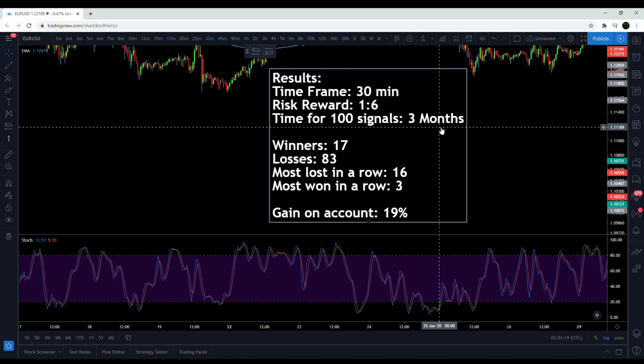Wow. So the point of this is to compare this to other risk-reward ratios. So what I'm going to do is take this exact same set of price data on euro-dollar 30-minute time frame. I'm going to test this exact same strategy, but I'm going to try an extremely bad risk-to-reward ratio. So like 1-to-1 or 1-to-0.5 or even 1 to 0.25 and see what type of win rate we can get, but see what the gain on the account ends up being.